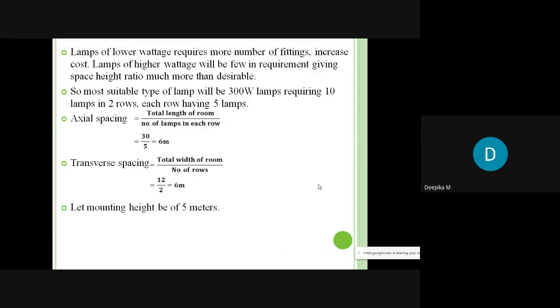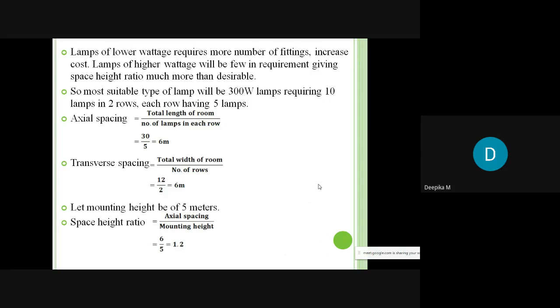So they have also told that you assume any mounting height, and thereby you calculate the space to height ratio. We have assumed that the mounting height is 5 meter. It is usually 3 meter, 4 meter, or 5 meter. You can assume any of these three values. In this problem, for my purpose, I have assumed 5 meter. So therefore, space to height ratio is nothing but axial spacing divided by mounting height. So 6 by 5, which is nothing but 1.2.